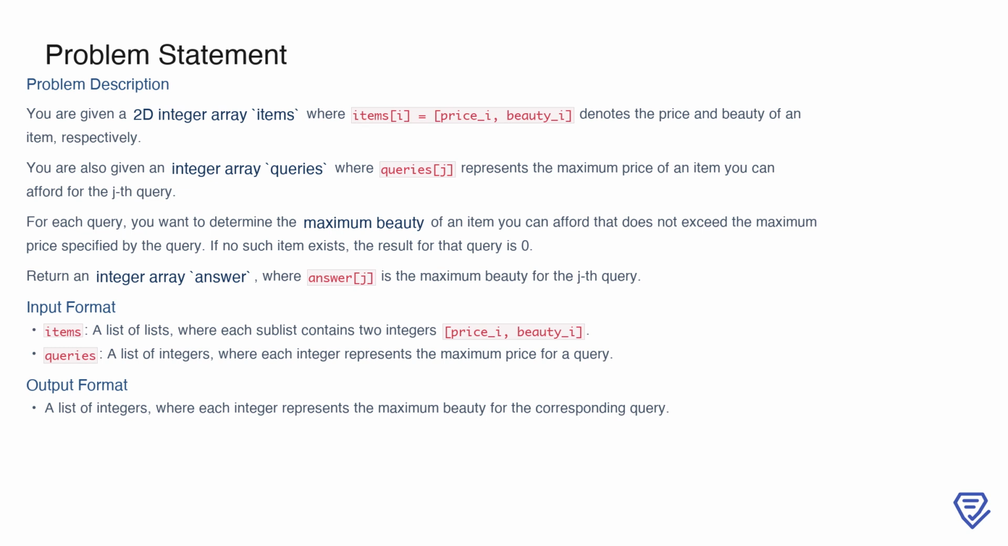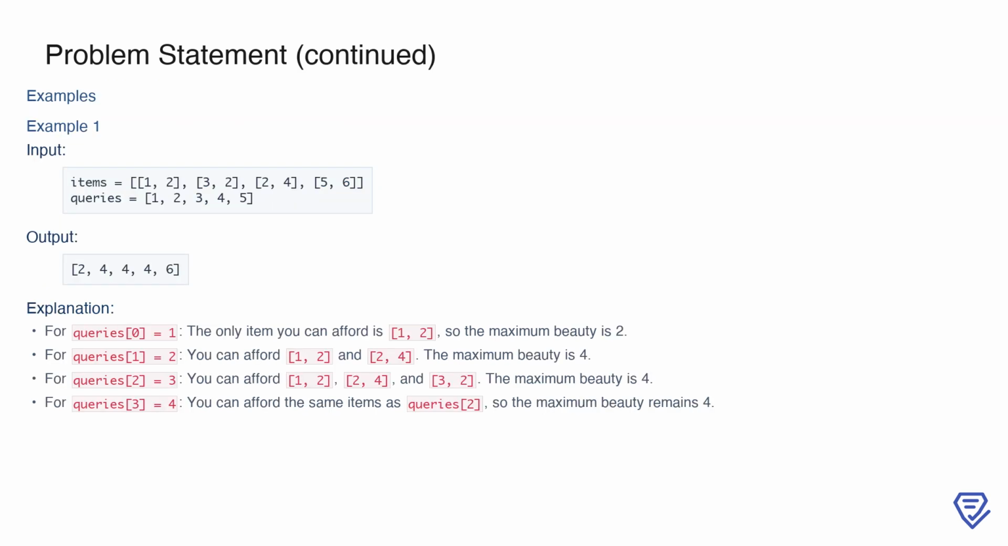Essentially, this problem focuses on finding the best item you can buy for a given budget, based on its beauty score. Now let's look at an example to understand the problem better. Suppose the items list is [1,2], [3,2], [2,4], [5,6], and the queries list is [1,2,3,4,5]. For the first query, with a maximum price of 1, the only item you can afford is [1,2], so the maximum beauty is 2.